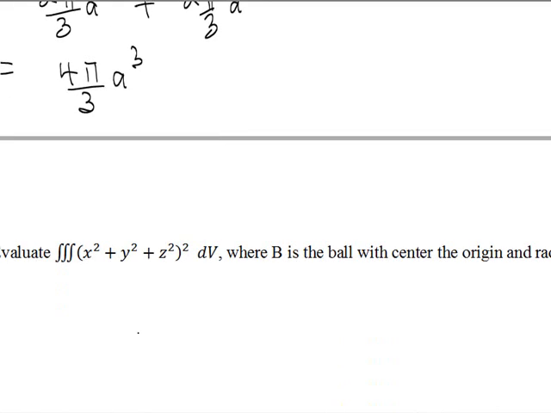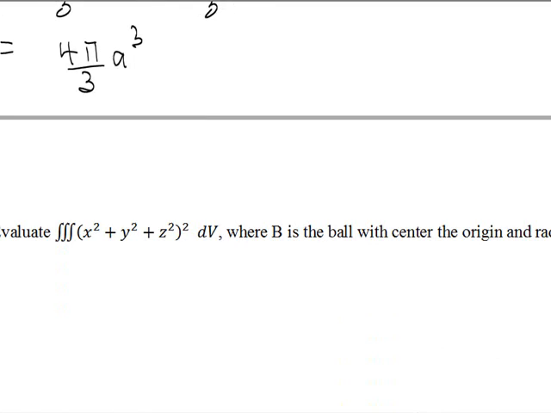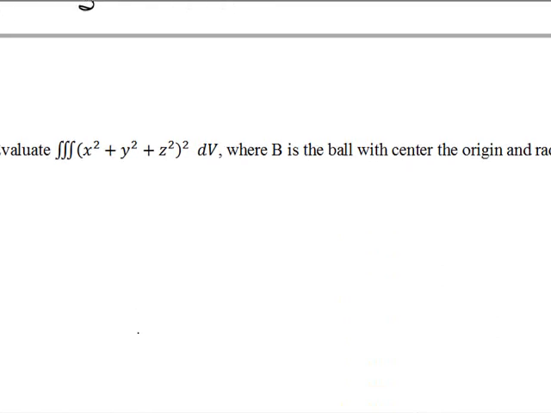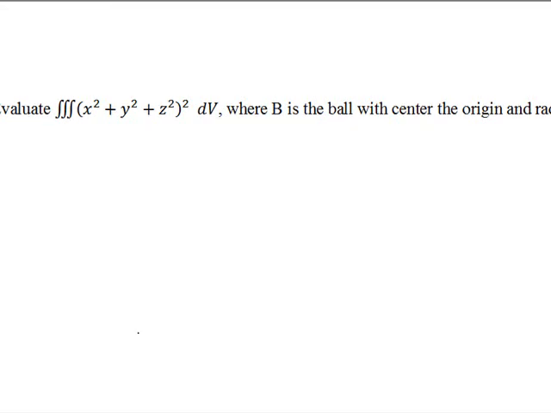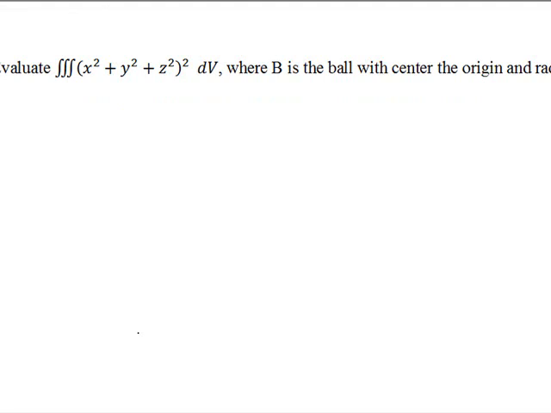Number 2. Evaluate this, where B is the ball. Ball, sphere, same thing. With center the origin and radius 5. Let me see if you can set up this integral and then we'll work it out. So set it up and then let's talk about it. Let's see what you have. What did you have for the limits for rho? 0 to 5. Limits for theta, 0 to 2 pi. Limits for phi, 0 to pi.